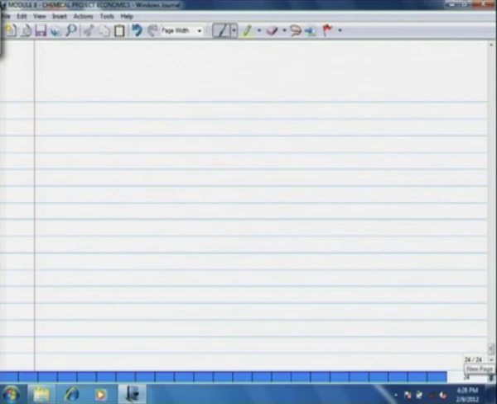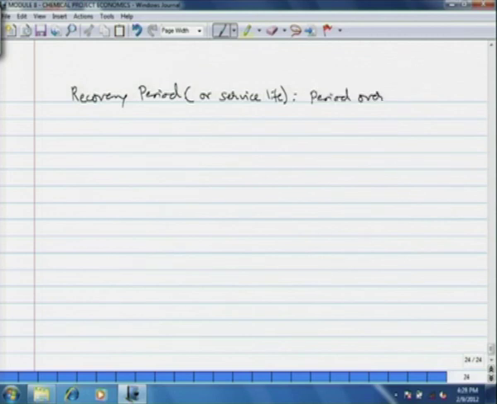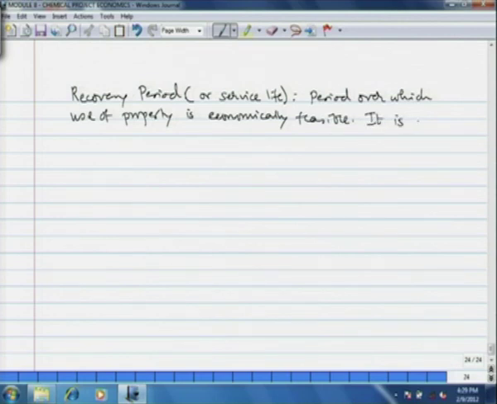Then the third term that we need to define is the recovery period. Recovery period is the period over which the use of property is economically feasible. That is also known as the service life. So, that point to note, this is the period over which use of property is economically feasible. Now, it is the recovery period over which the depreciation is charged. It is also the time over which depreciation is charged.